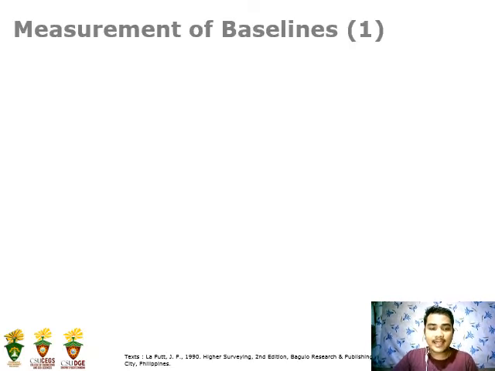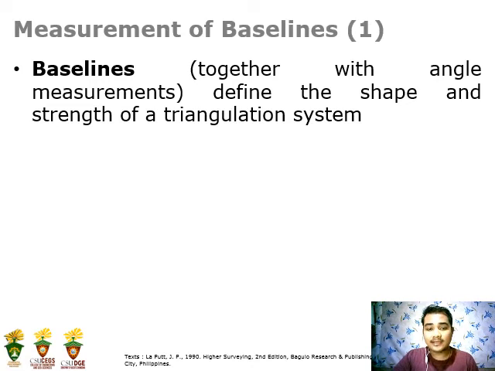For measurement of baselines, the baseline, together with the angle measurements, defines the shape and the strength of the triangulation system. The baseline is thoroughly measured; it must be precisely and accurately measured. In triangulation, at least two angles and one measured or determined line are needed. So the baseline is the line that is measured before the triangulation itself.